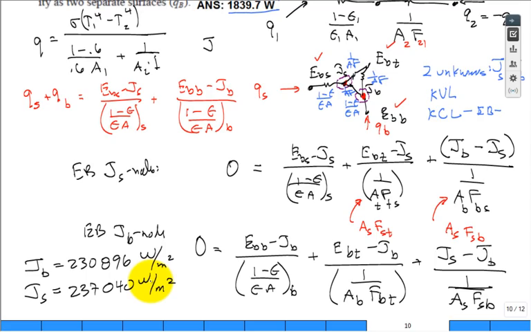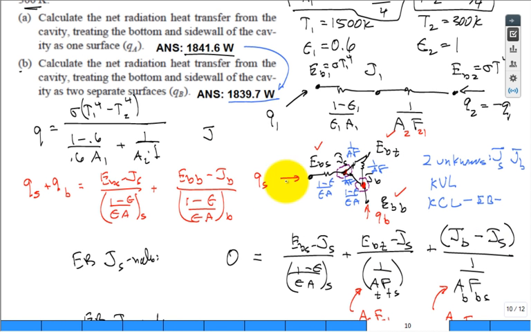All right. Did I do that calculation correct? For some odd reason, the numbers don't look perfect to me. But once I have those, then I can come back to this equation, which I just wanted to get. What is the Q from the side? And then what is the Q from the bottom? I calculate them, because I calculated JS and JB. Add them up, and I get almost the same exact number. But it's slightly lower.